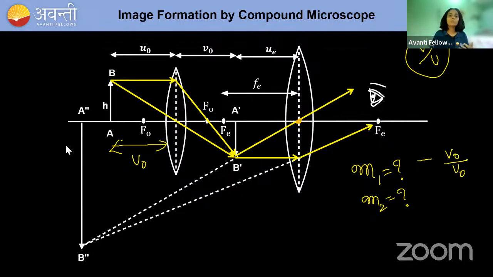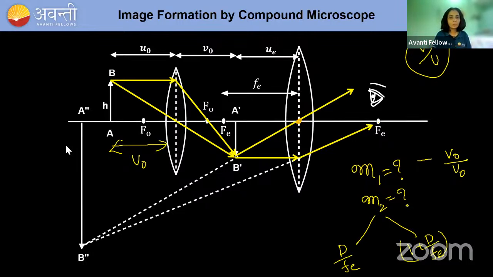M2 will depend on at which point the final image is getting formed. This eyepiece acts as a simple microscope. So if final image is getting formed at infinity, in that case M2 will be D by Fe. And if final image is getting formed at least distance of distinct vision, in this case M2 will be 1 plus D by Fe. Remember here, F is Fe because here eyepiece is acting as a simple microscope.